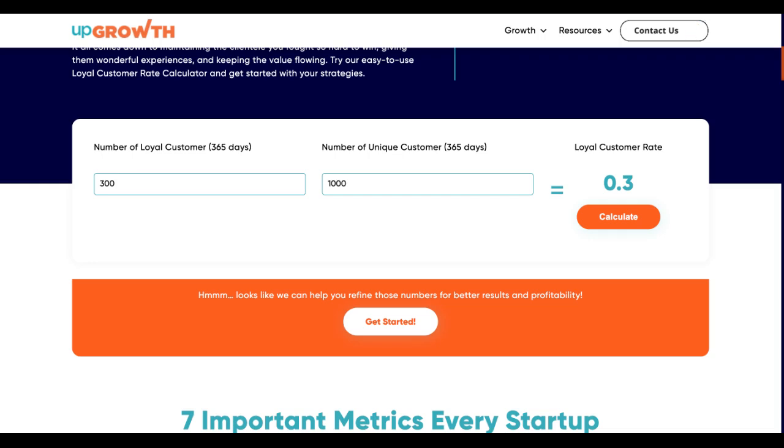So you can track this metric of loyal customer rate alongside your product return rate and retention rate and churn rate to gain a comprehensive view of your customer dynamics, their satisfaction, retention rate, allowing you to make a more strategic decision to foster long term customer relationships.